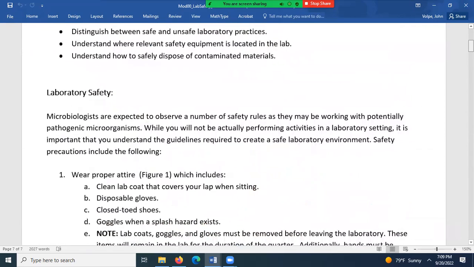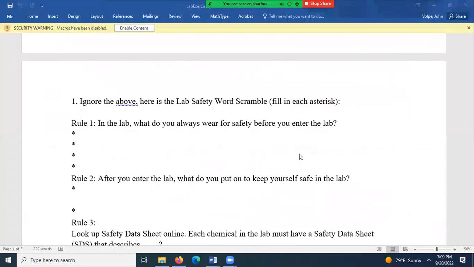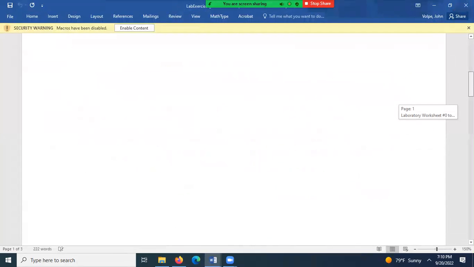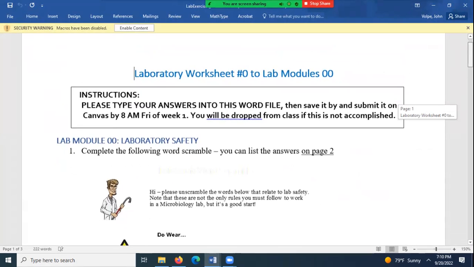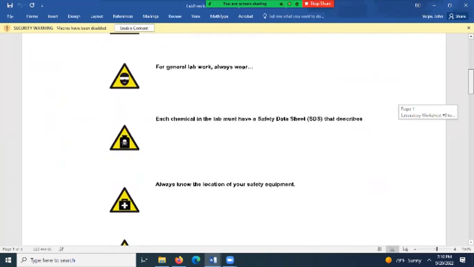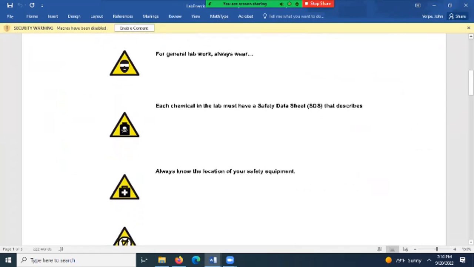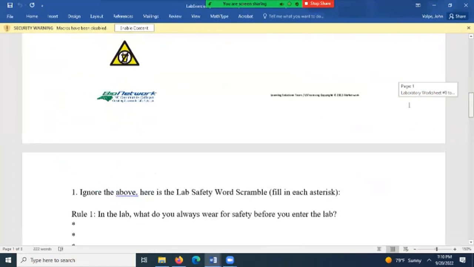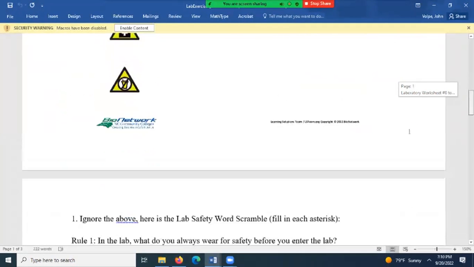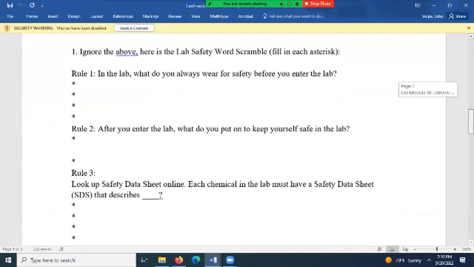Let's go to the worksheet. In the worksheet, you can actually skip the first page because the questions don't come out unless you print it. Don't ask me why it doesn't show, but I've got the questions here. When you're answering the questions, wherever there's an asterisk, it means you need to have that many answers. So for Rule 1, you need 4 answers. In the lab, what do you always wear for safety before you enter the lab?